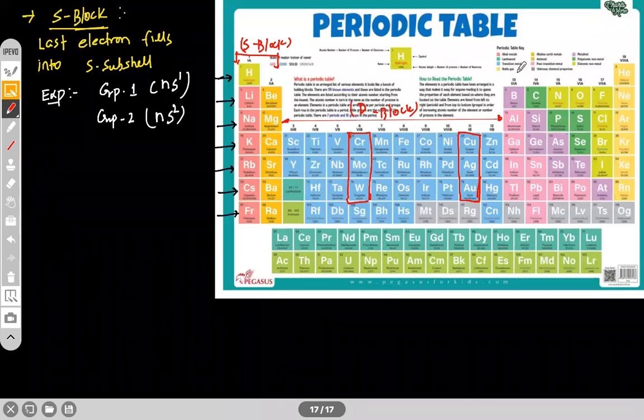And this is the P block. We have 6 groups because we have 6 P orbital configurations, right? So it is P block elements.